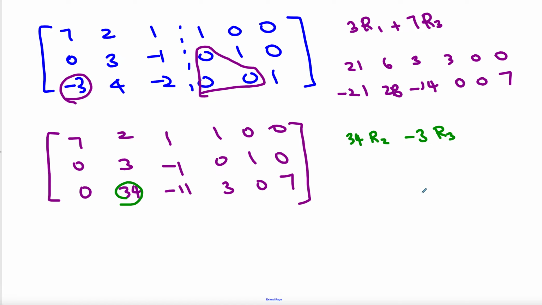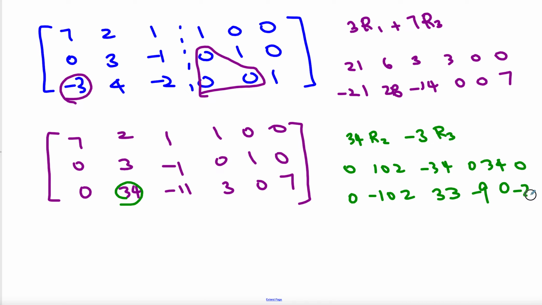So now we're going to get 34 times 3. So we get 0, 102, and -34, 0, 34, 0. Now -3 is multiplied to 34, so the first one is a 0, -102, and +33. And then we get -9, and 0, negative 21. So I'm going to add up these two.